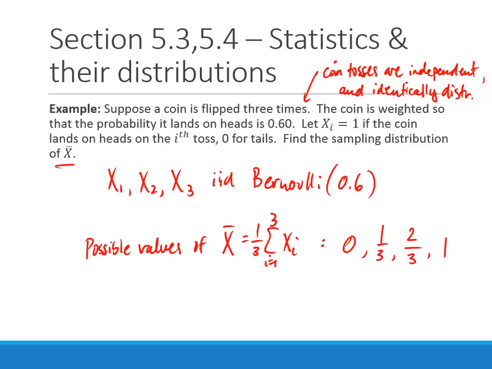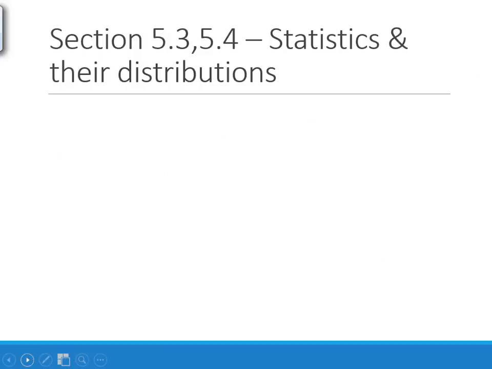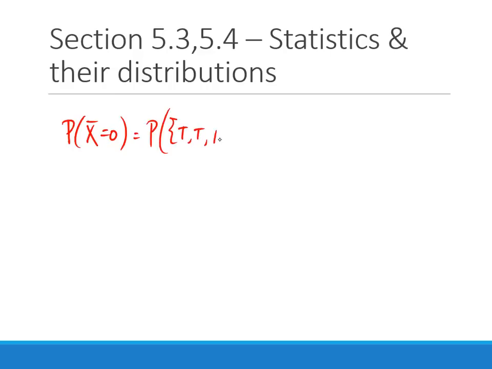Okay. So again, I want the sampling distribution of x bar. That tells me the distribution of the sample mean. So here are our possible values. Now we just need to figure out what the probability of each of those values is. So let's think about first the probability that the sample mean is 0. Well, that's just the probability that I got 3 tails, right? So if the sample mean is 0, that means first, second, and third toss were all tails. So that's the probability of getting all 3 tails.